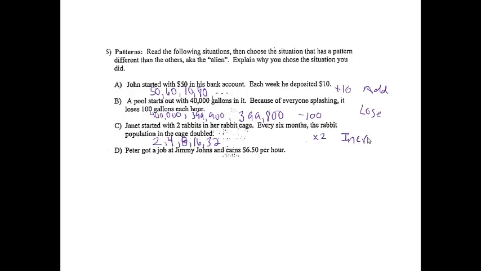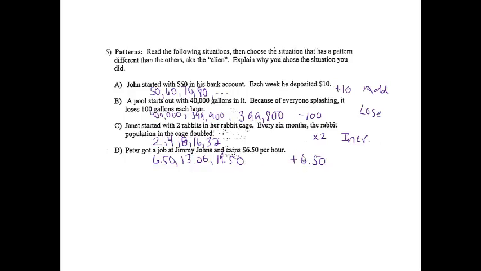It is increasing. Okay, and then the last one: Peter got a job at Jimmy John's and he earned $6.50 per hour. So first of all, he got $6.50. If he worked another hour, he'd get paid $13. For the next hour, he's going to get $19.50 and so forth. So every hour, it's adding $6.50 every time.